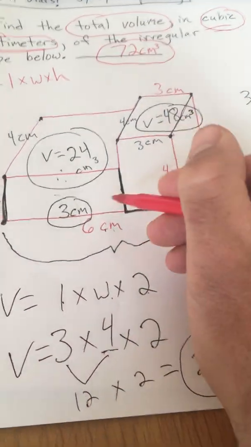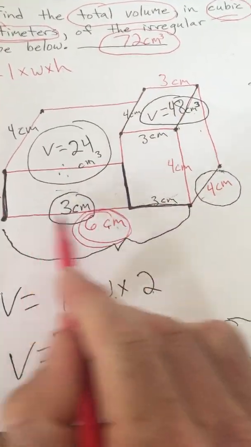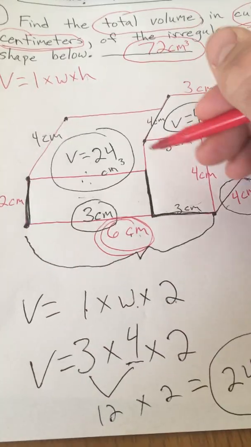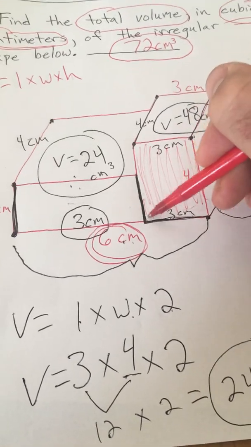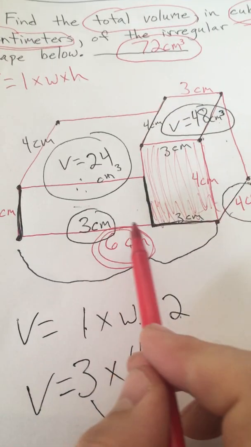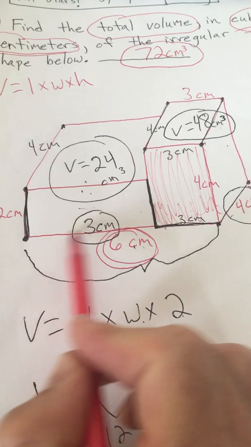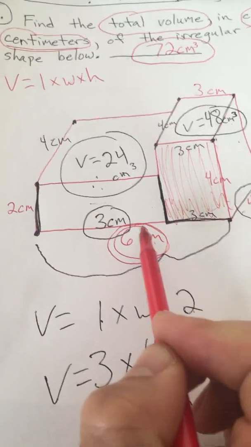Most likely some of you got confused and used 6, but remember 6 is the whole thing, and we're not using the whole thing. We're just using this section because this was already counted. That volume was already counted for here. So we're not going to use that again because then our answer wouldn't be accurate. We have to figure out that since this is 3, even though it doesn't look right, this has to be 3 because the total thing is 6. So 3 plus 3 is 6.